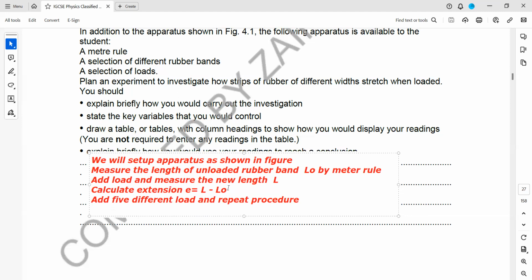And another thing, because we are investigating how the width is affecting the stretching from the load, we will repeat the experiment with 5 or 3 different rubber bands.